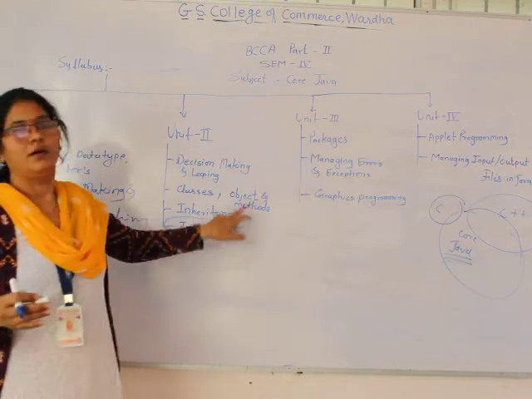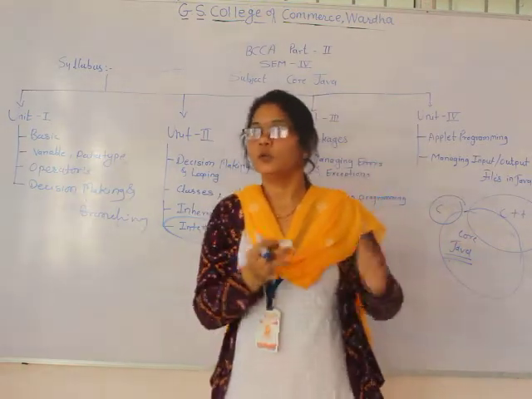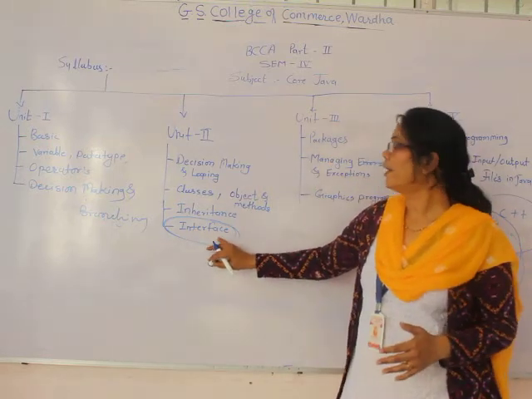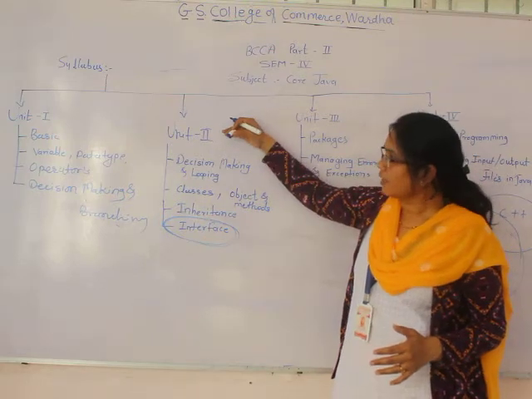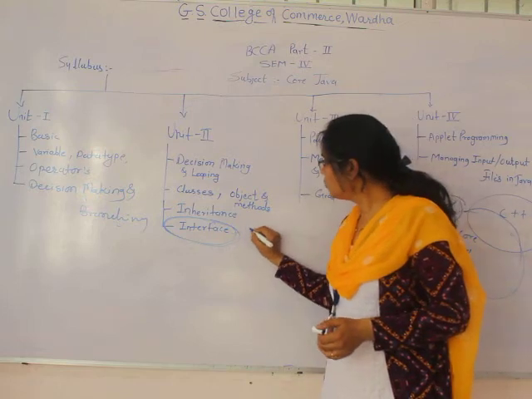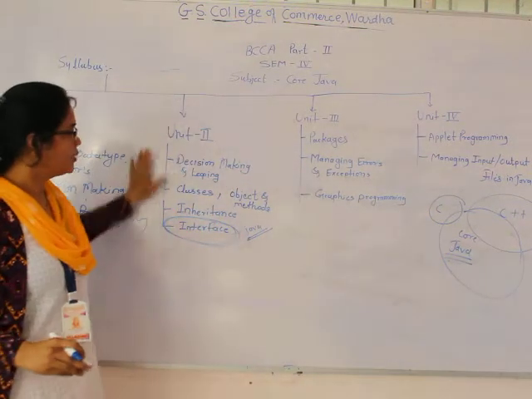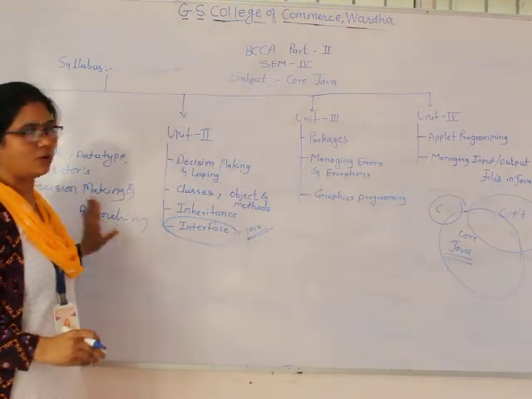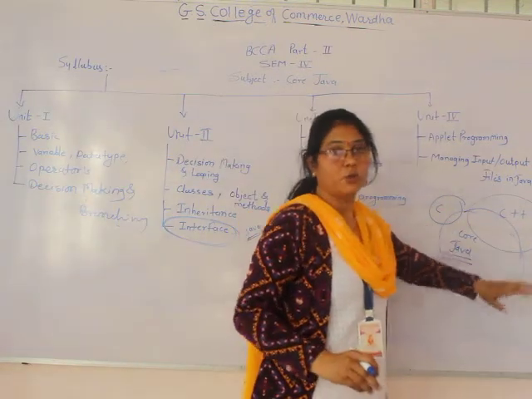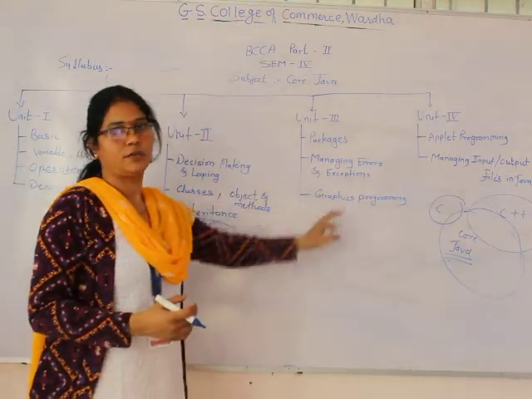Core Java does not support multiple inheritance, so they introduced a new topic, that is the interface, and it is a new part which is included in the second unit of the Core Java syllabus, and from this our Java portion starts. So in the second unit we learn all those things which are already covered in subject C or C++. So what is new in this particular syllabus?